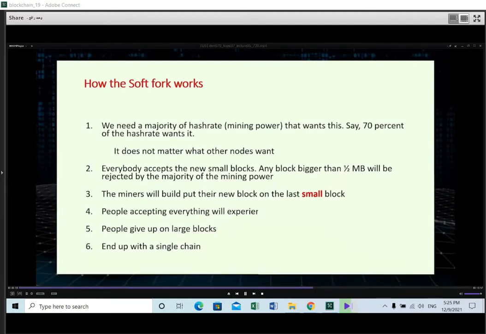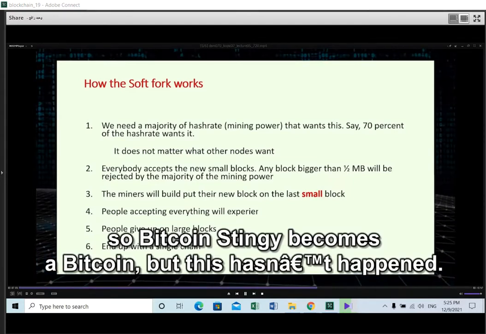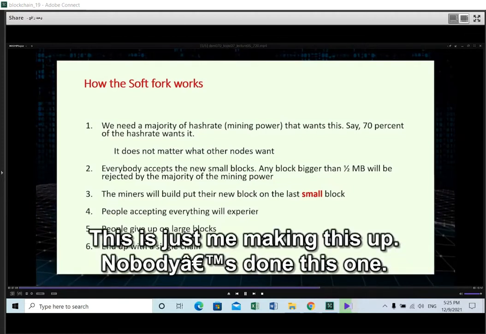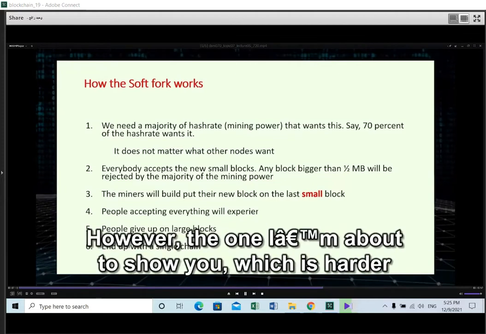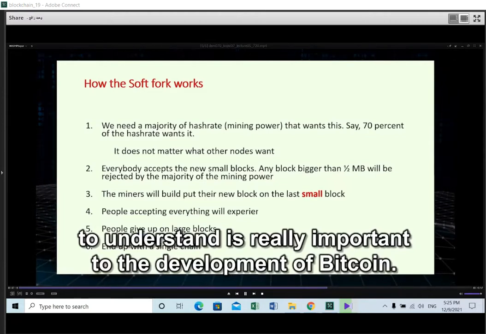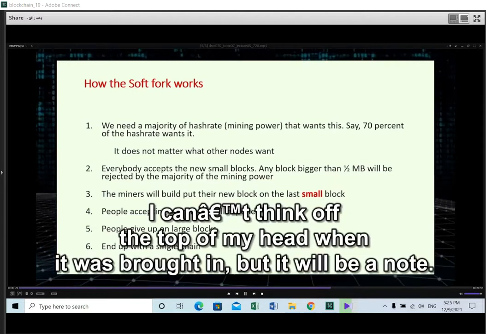So Bitcoin Stingy becomes Bitcoin, but this hasn't happened. I hasten to add, this has not happened. This is just me making this up. Nobody's done this one. However, the one I'm about to show you, which is harder to understand, is really important to the development of Bitcoin, and I can't think off the top of my head when it was brought in, but it will be in the notes.